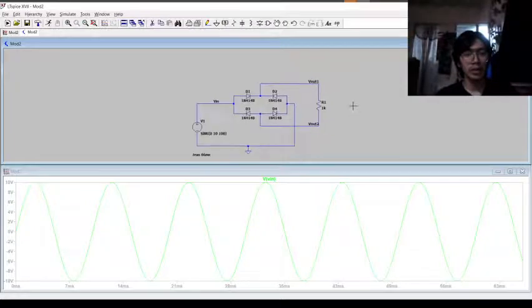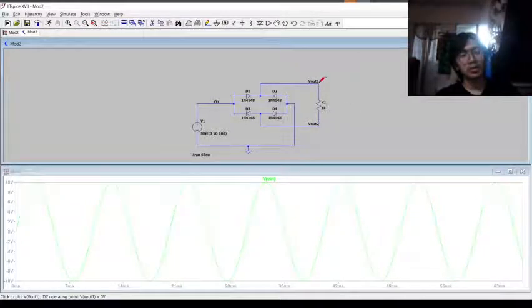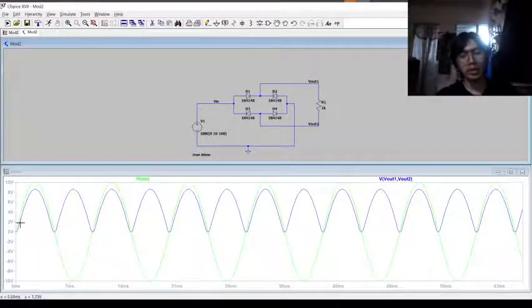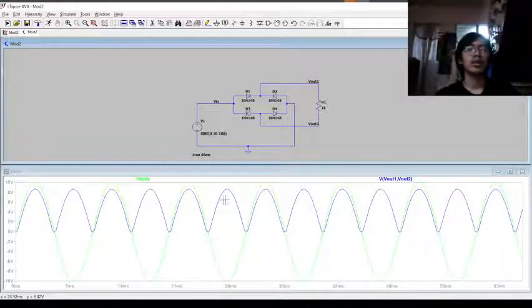And to measure our output, we measure it across the load, which is our R1. So as you can see, from alternating flow of voltage, we now have a voltage output of pulses on the positive side of the graph.